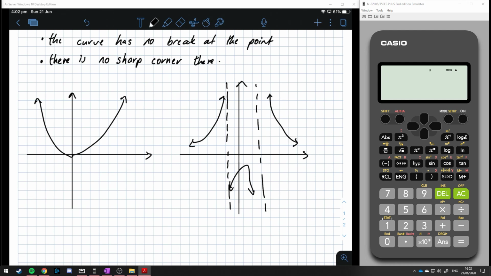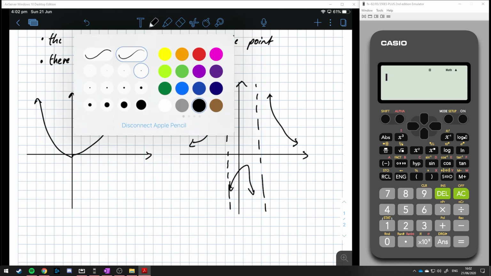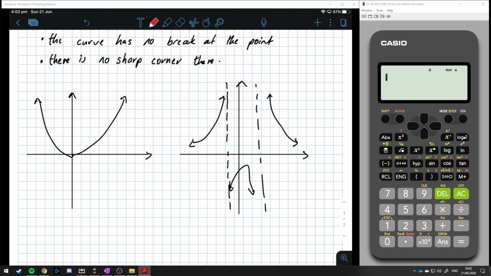Okay, what do we notice about these two functions? Well, number one, if we have a look at the first one, this is a continuous function. This is an example of a continuous function because if we started at one of the points and drew it all the way along, we'd be able to draw this whole function without lifting up our pen once, okay? Just like that.